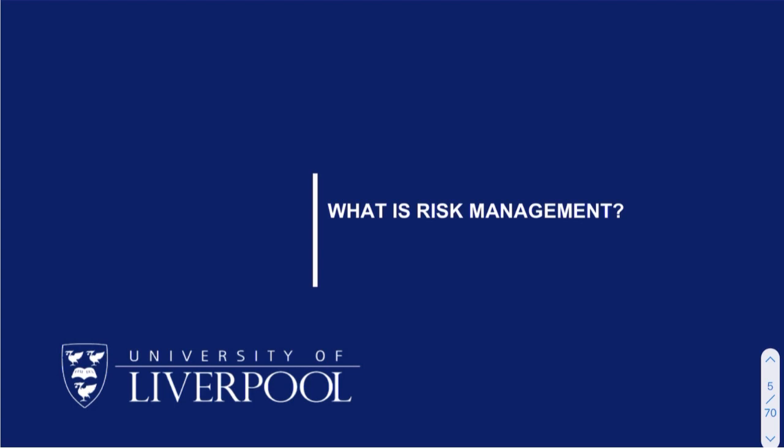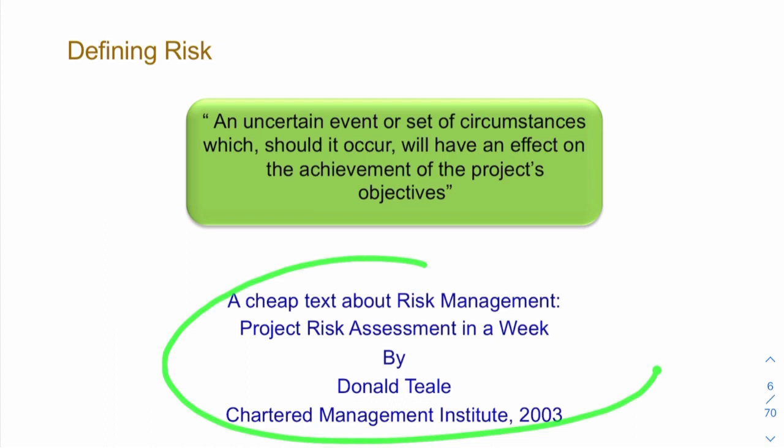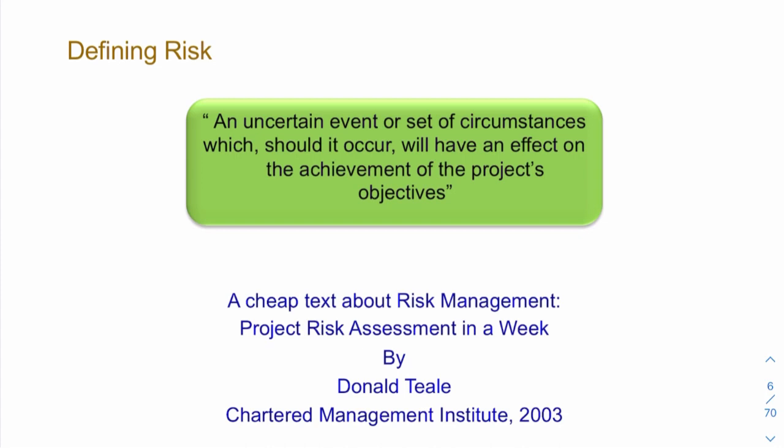So we define risk as a set of uncertain events that, should they occur, that's if they were to occur, will have an effect on the achievement of the project's objectives. So it's risk to the project and to the objective. You remember you defined your SMART objectives? Anything which makes achieving those objectives less likely is a risk to that project. So we're not talking about injury. We're talking about anything which might make the objectives unachievable. There's a reference here that you can look up, and there's a link on Vital that you might find helpful if you want to read up about risk.